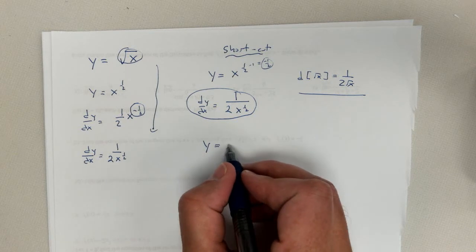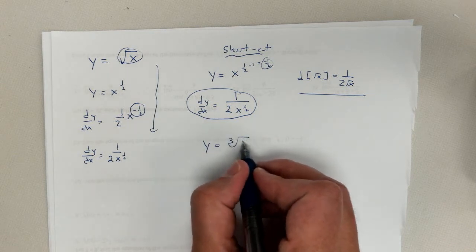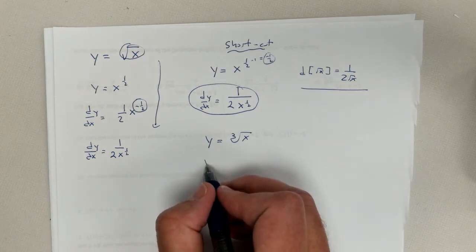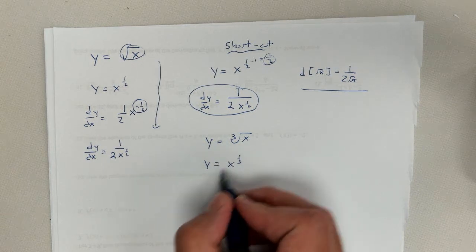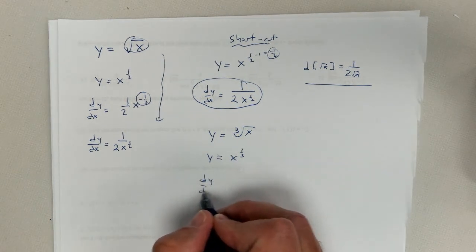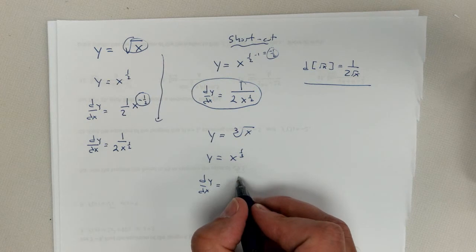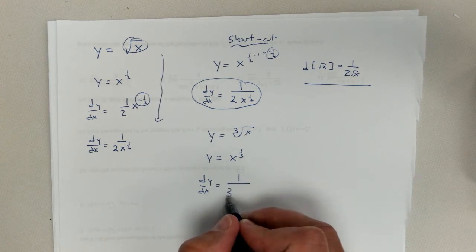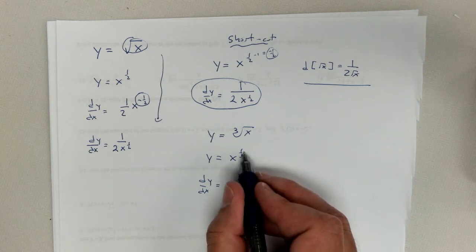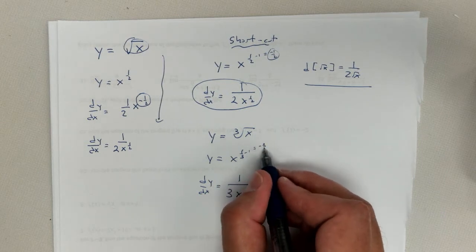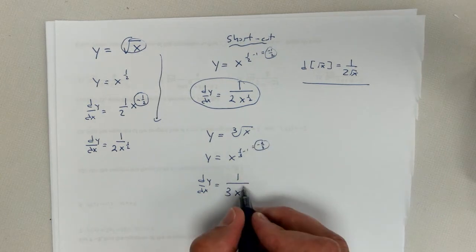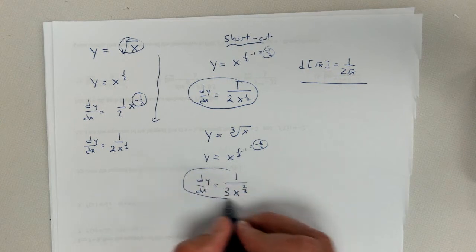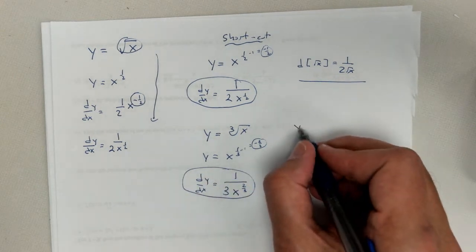Let's take a look at y equals, what about the cube root of x? Well, same thing. If I rewrite this as x to the 1/3, my derivative, dy dx, is going to be 1 over 3x. If I subtract 1, that's a negative 2/3. It's going to go to the bottom, which makes that 2/3. And this works for all sorts of problems.